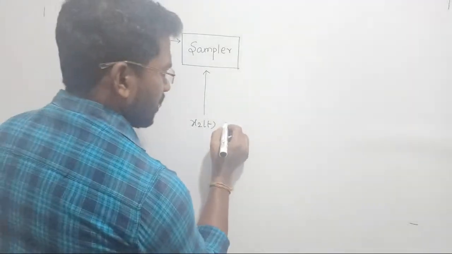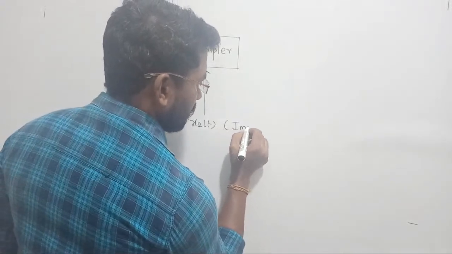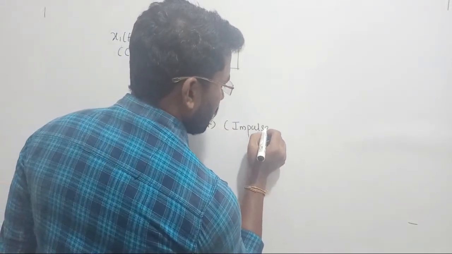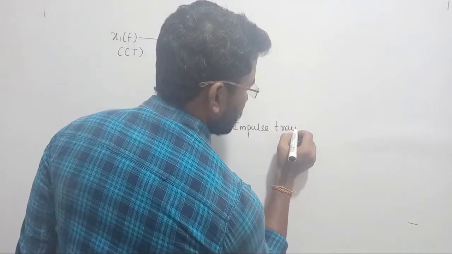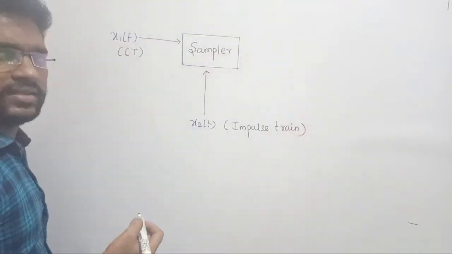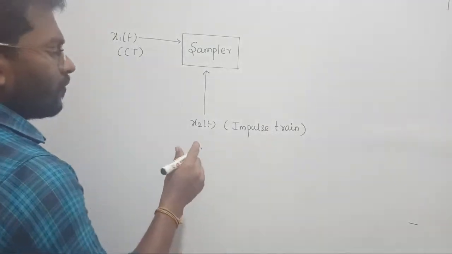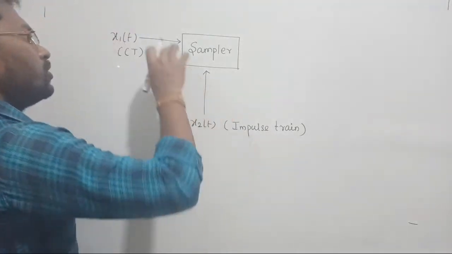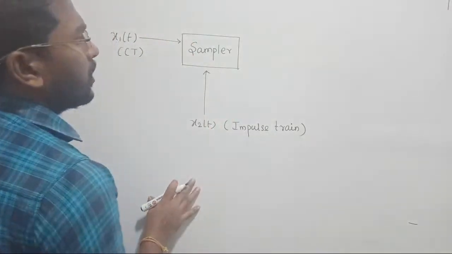Here we have one more signal that is called impulse train. You will come to know why I am going to use this impulse train soon. Don't panic. Now, when we are passing this impulse signal with this system, what will your sampler do?